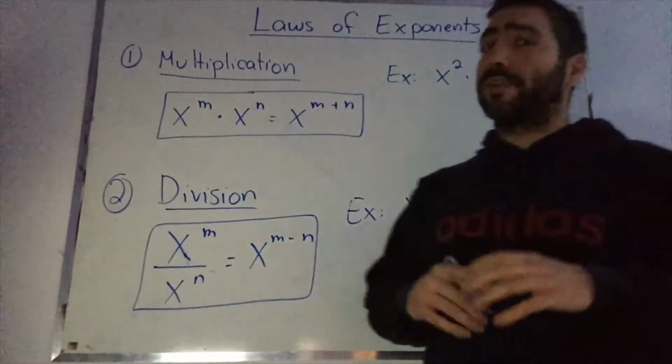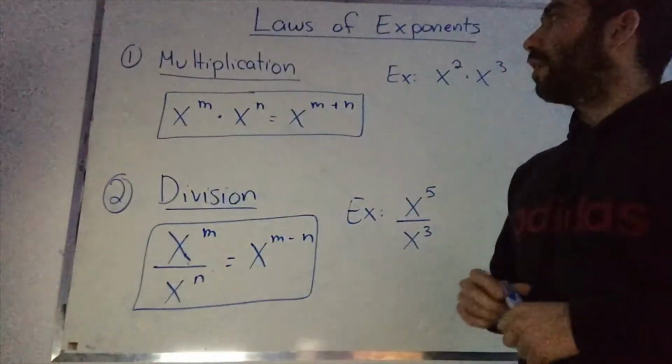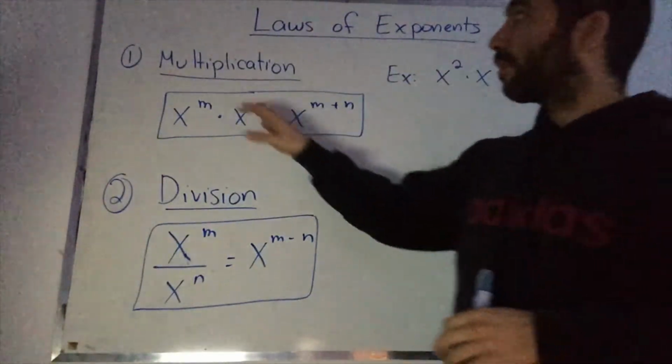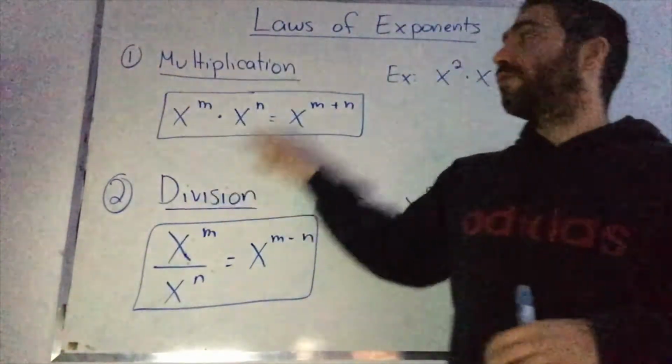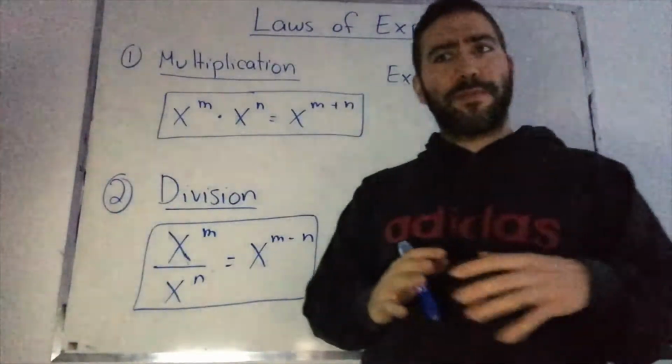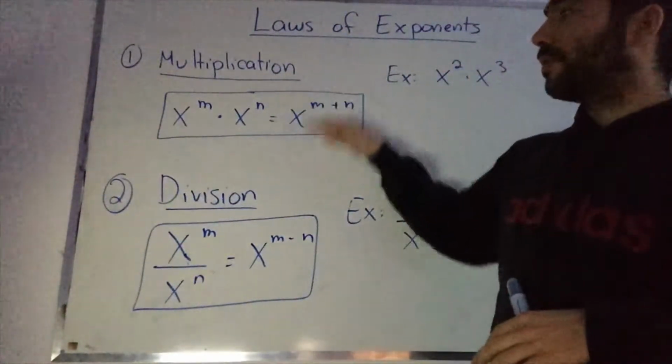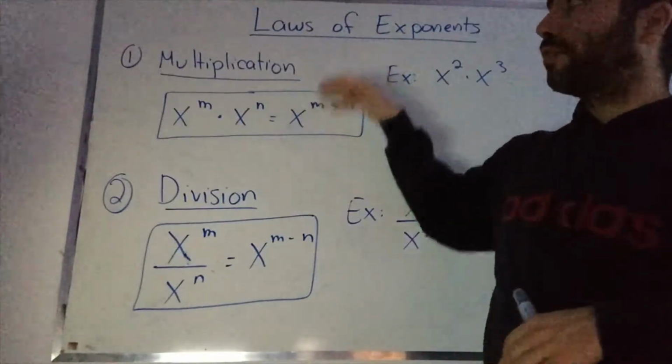This is a very important topic for secondary 3 or grade 9 math. And we actually saw these two properties already. We have 7 properties to go through in total. These are the first two. So we start off with multiplication.